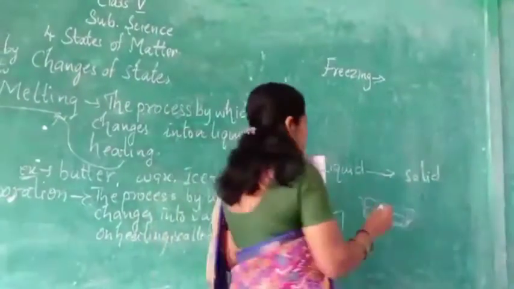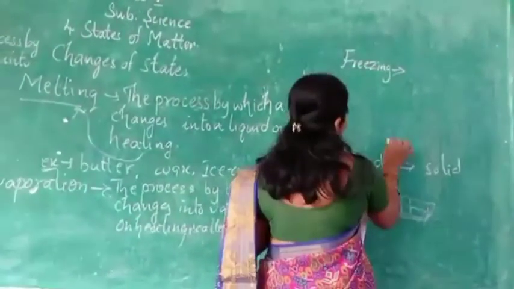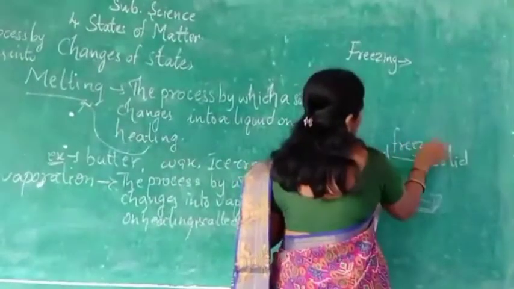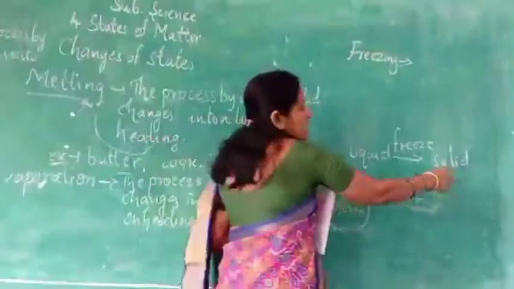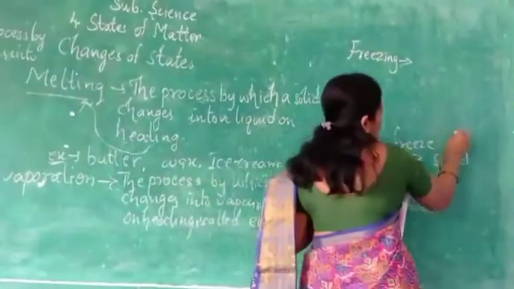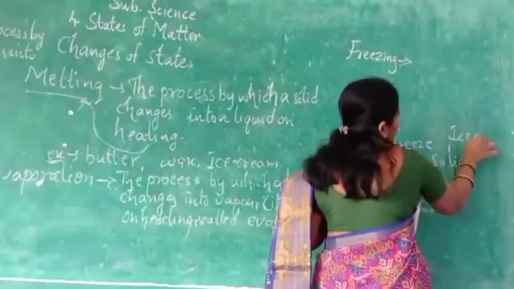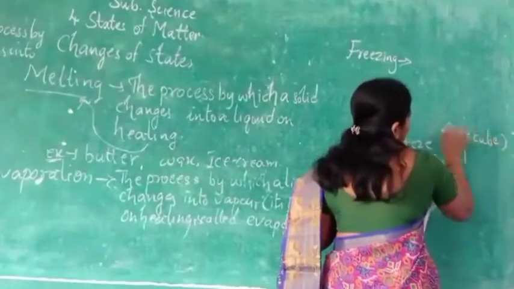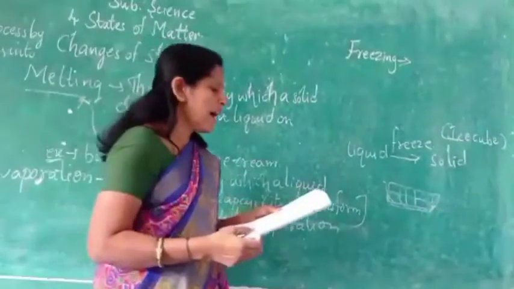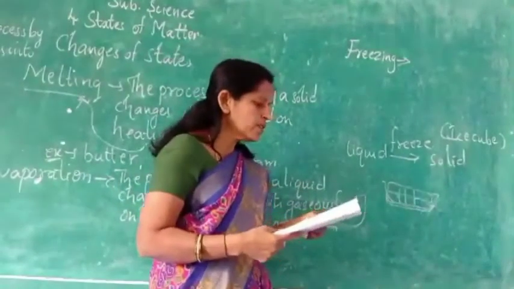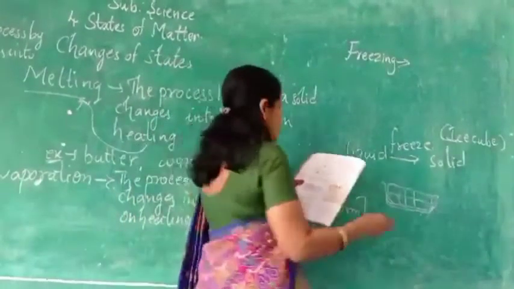Where are we keeping this? We are keeping this water in the freezer. What will form? A solid, meaning ice. Ice cubes will form. Yes or no? Solid means ice cubes. Yes or no? Yes.